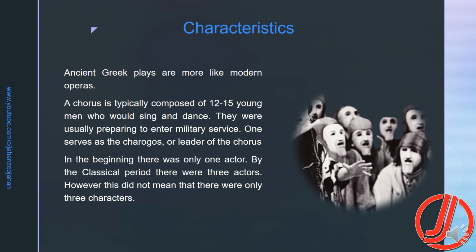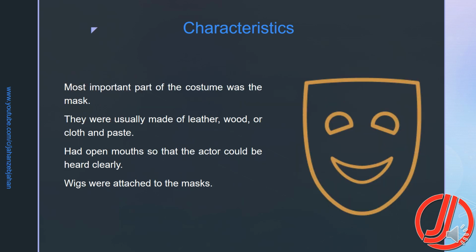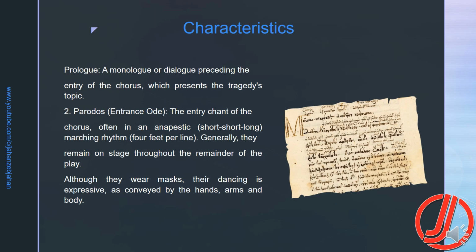In the beginning, there was only one actor, and by classical period, there were three actors. However, this did not mean that there were only three actors in a play. We'll be knowing in the end of the video who were the people who introduced these actors. The most important part of costume was the mask, and they were usually made of leather, wood, cloth, and paste. They had open mouths so that the actor could be heard clearly, and wigs were sometimes attached to them.